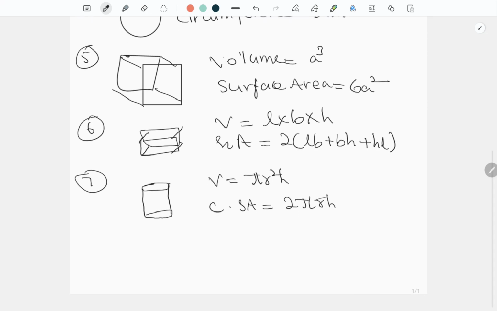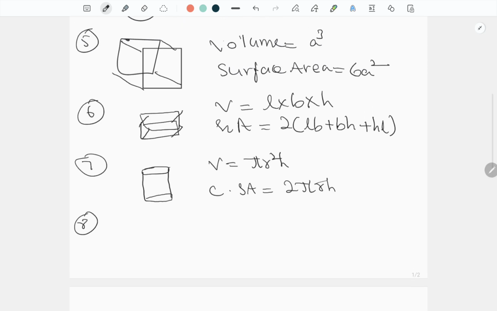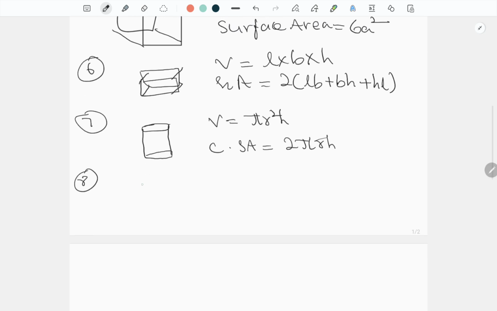This is the seventh one. Now we discuss the eighth one, that is the cone. The volume of the cone is 1/3 pi r square h. It is just the volume of the cylinder with a factor of 1/3. And the curved surface area is pi r l.